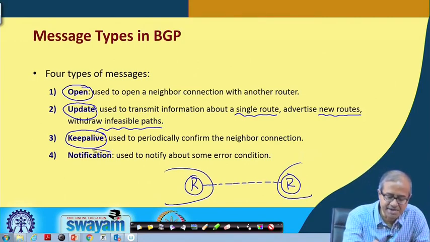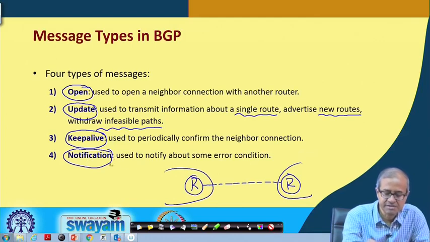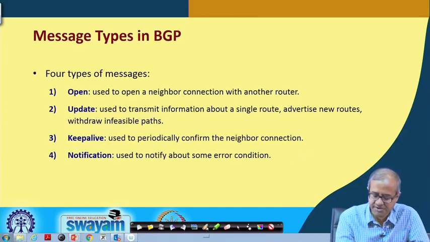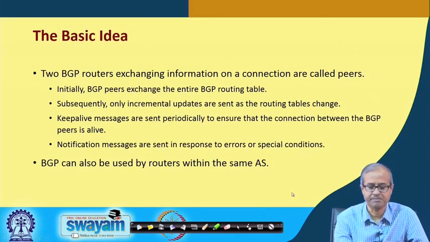And in case of some error conditions happening in the network, some notification messages may be sent, again using this BGP protocol. So, these are broadly the various messages. I am not going into the details. For details you can refer to a number of materials which are available. I am just giving you the overall idea. Okay. These are the 4 message types supported by BGP.